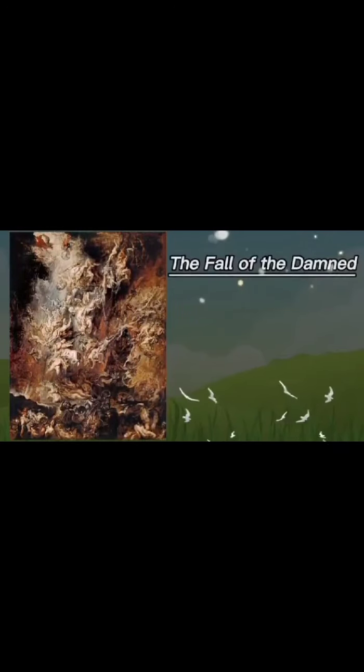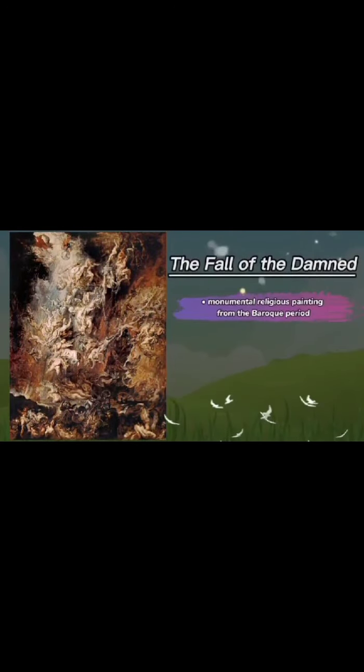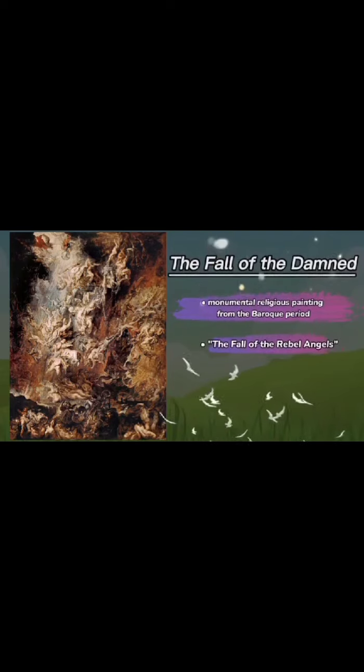So, The Fall of the Damned is a monumental religious painting from the Baroque period. This painting is also known as The Fall of the Rebel Angels. From the opening where the light is coming from, you can see an angel coming down. As the light shines, a large number of naked people can be seen being thrown or grabbed by a storm.